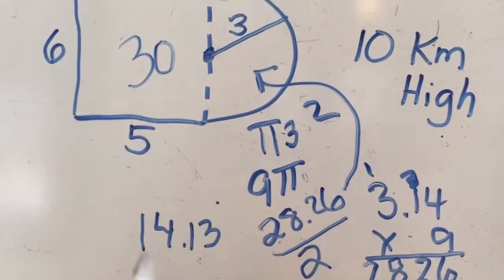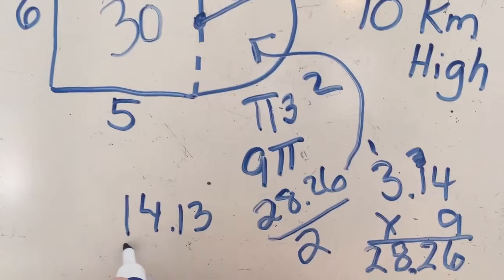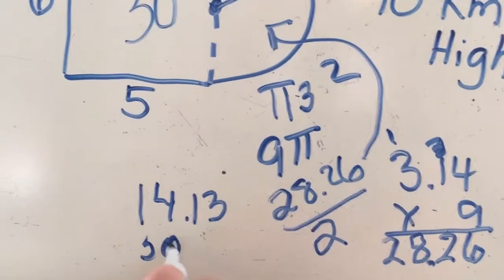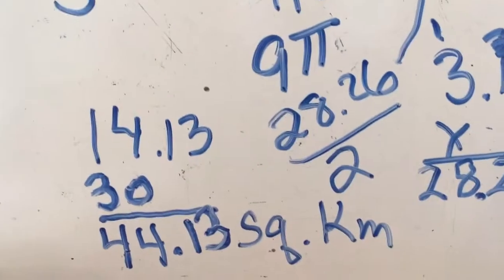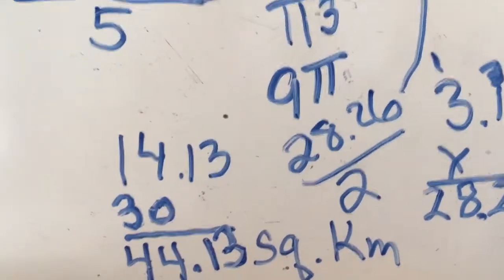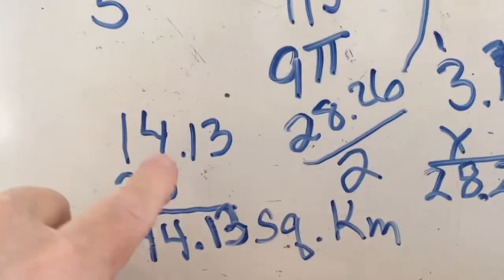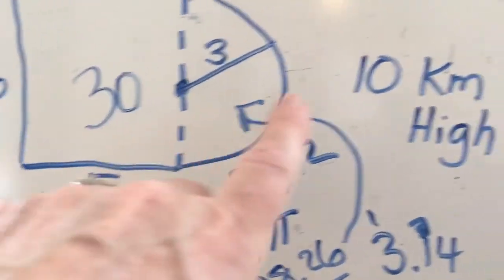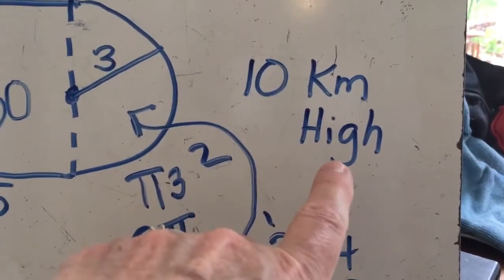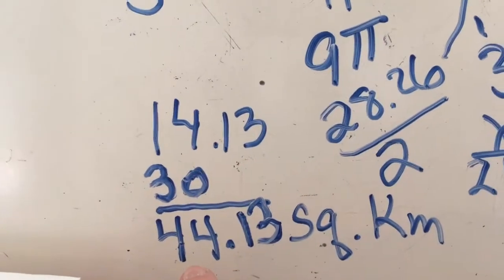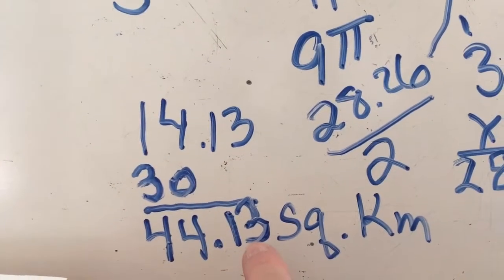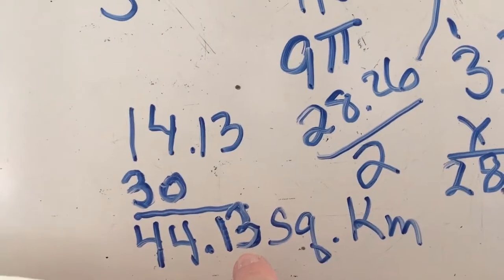And I'm going to add that to my 30. And when I add it to my 30, I'm going to get 44.13. Okay, so now we have accurately gotten the area of the base. And now we have to multiply by the height, which is 10 kilometers. So we're going to take this and multiply it by 10 kilometers, which simply is going to move the decimal 1 place to the right.